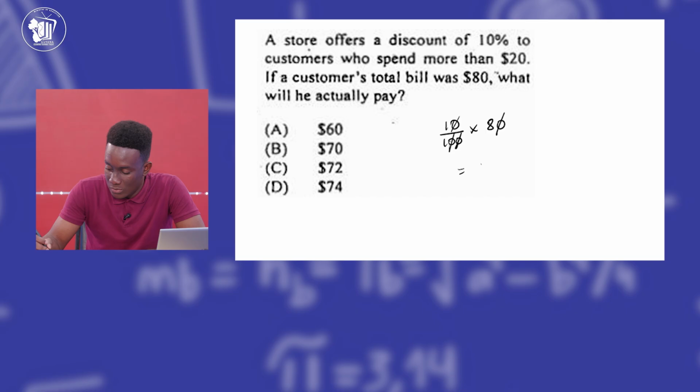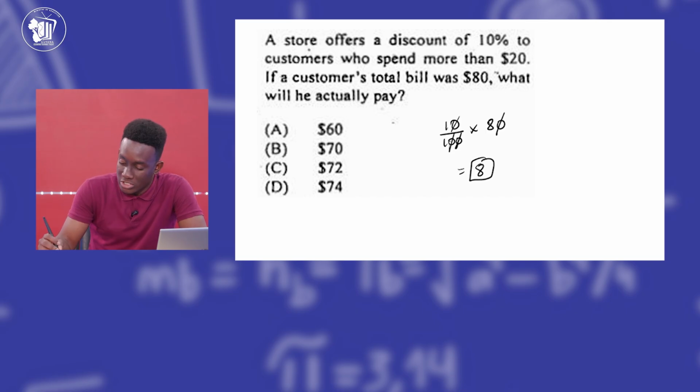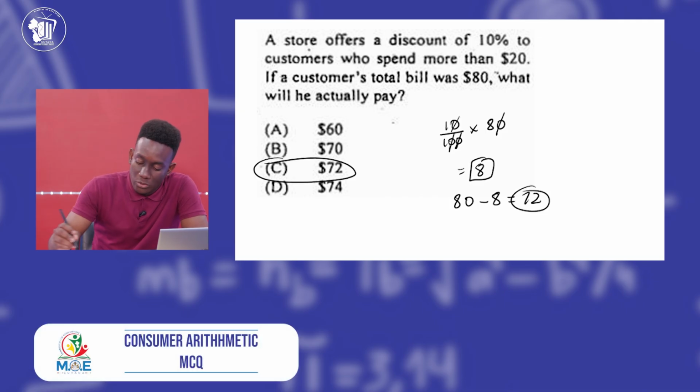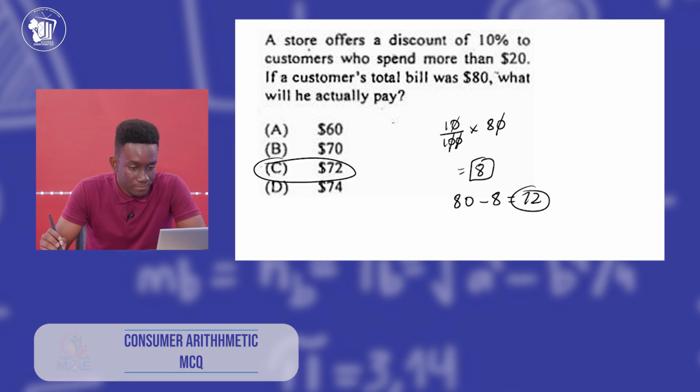1 times 8 would be 8. So this is the discounted price. So the customer will actually pay $80 subtract 8 would be 72. So the customer will actually pay $72, which is C.